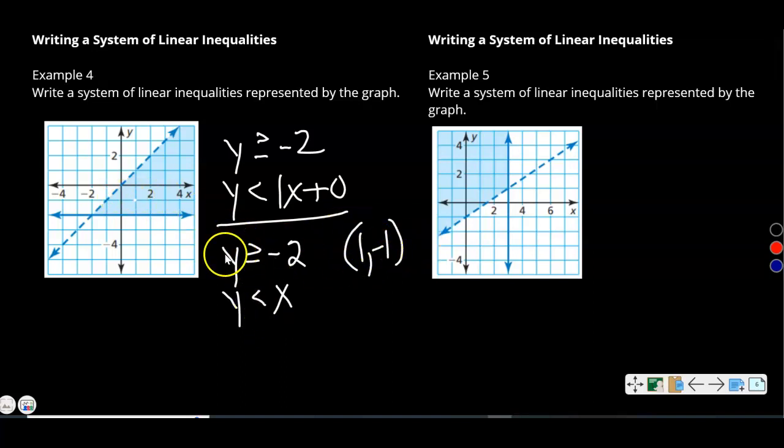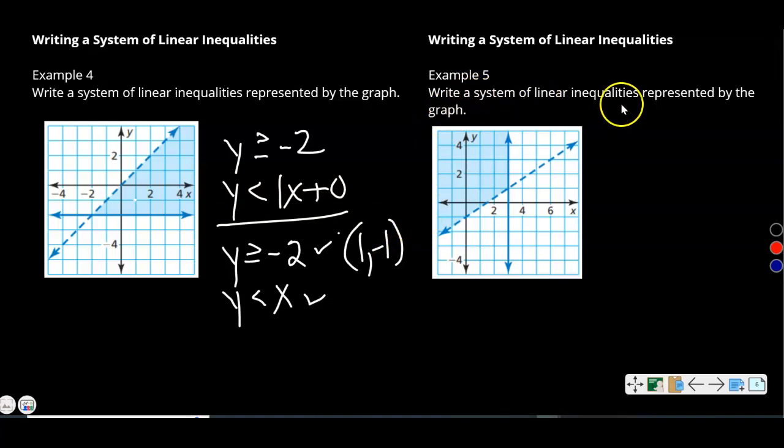So is -1 greater than or equal to -2? That is true because -1 is closer to 0, so -1 is greater than -2. All right, is -1 less than 1? Yes, that is true as well. So checking to make sure that your inequalities work is always a good thing.